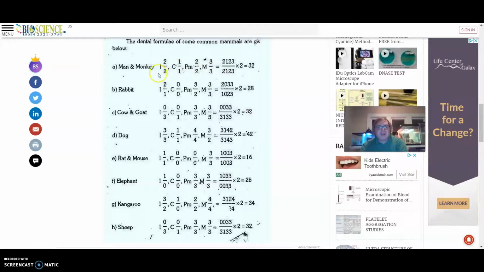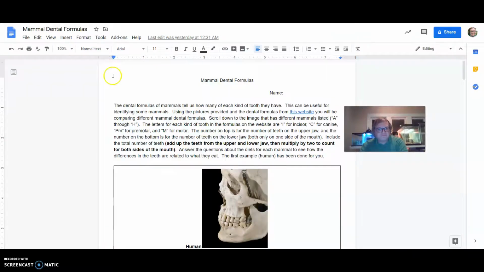So that's what each one of those indicates. So it's the numbers that are directly after that. Like with humans, for incisors, we see 2 on top, 2 on the bottom. So the number on top is for the number of teeth on the upper jaw, and the number on the bottom is for the number of teeth on the lower jaw. In both of those cases, again, remember, it's only talking about one side of the mouth. If we think about that bilateral symmetry, it's only talking about one side.